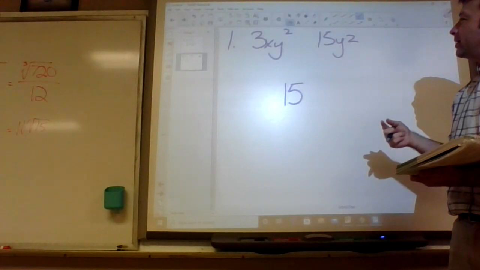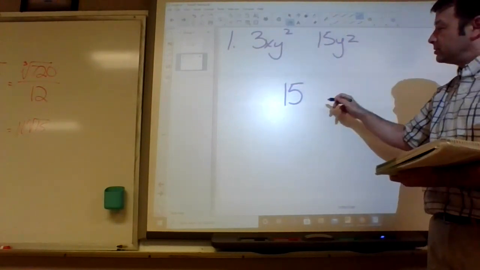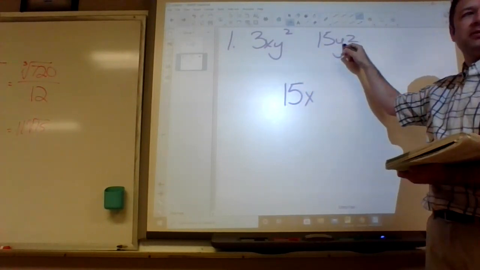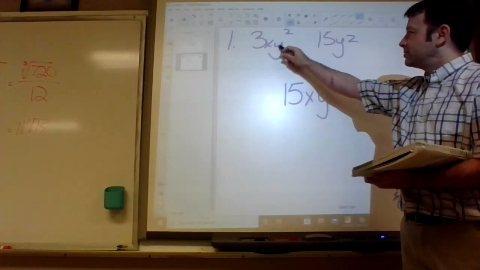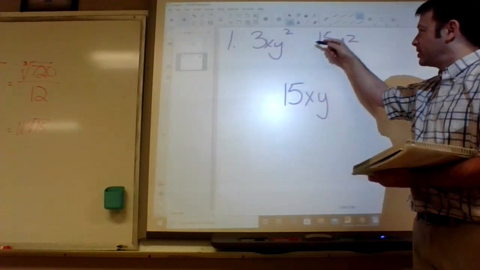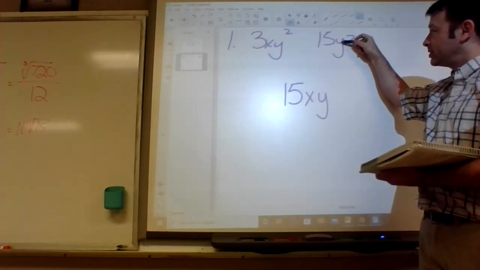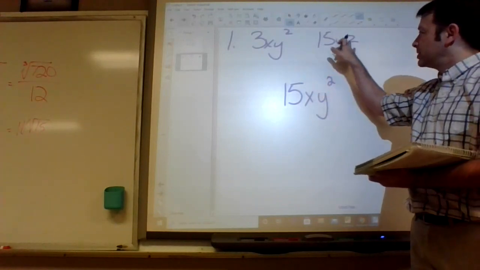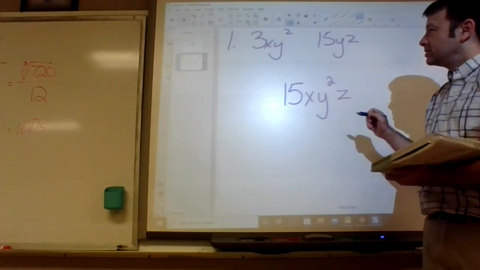Okay, what do x and no x's both go into? x. What do y squared and y both go into? y squared. Because y squared times 1 is y squared, and y times y is y squared. What do z and nothing go into? z.